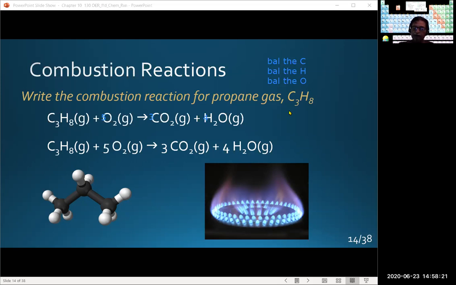And to balance them, balance the carbons first, then balance the hydrogens, okay? And then at the end, balance the oxygens. And then it should be balanced. So in this case, the ratio of propane to oxygen is a 1 to 5. Okay, and then note the other ratios too, so we can actually calculate. These ratios are important in chemistry.